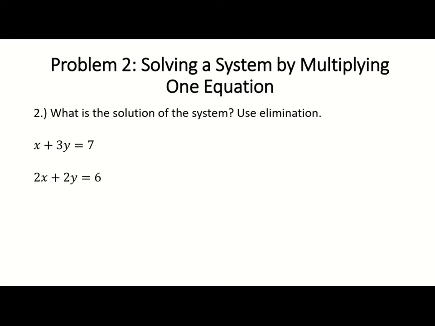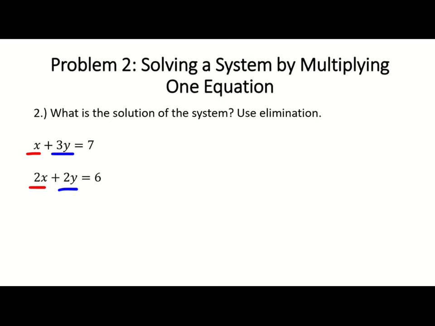Our next example is number 2 of problem 2. We want to solve the system x plus 3y equals 7 and 2x plus 2y equals 6. So again, I'm looking to see if my x's cancel or my y's cancel. In this case, the x's do not, the y's do not. So I want to find a relationship between the x's or the y's. So I always start with the x's.